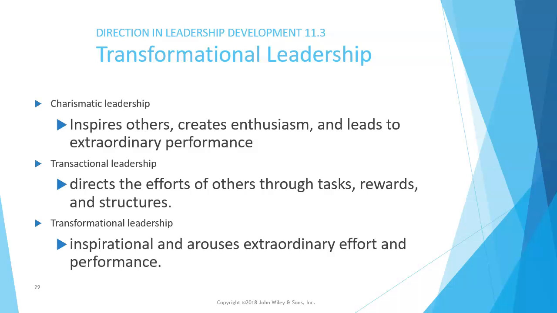All right, a couple more terms to share with you guys. So this is important: the difference between transactional and transformational leadership. I want you to think of these as two different sides of the spectrum.